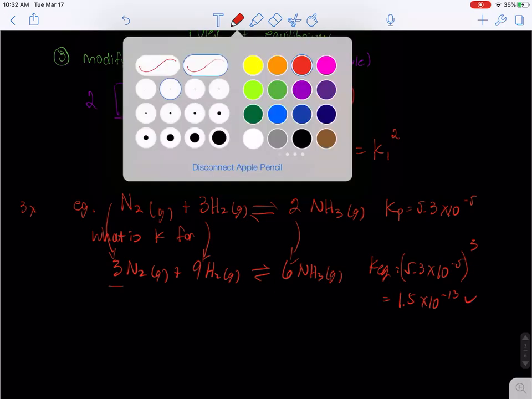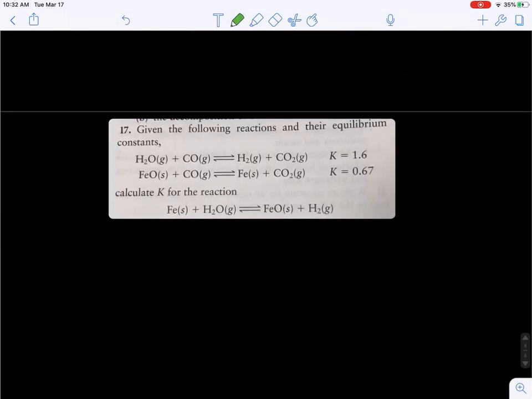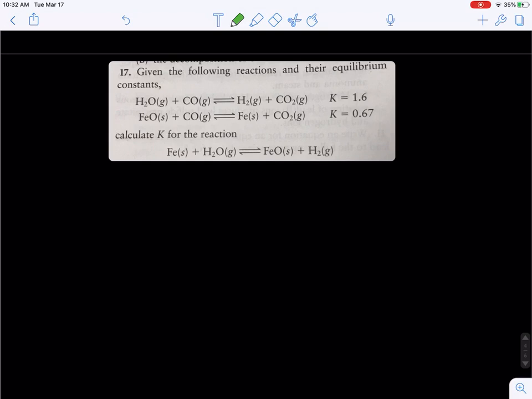Okay, and we'll do some practice problems here just to demonstrate these. So what does this actually look like when you get a problem? So here's what you might encounter. Question 17 says, given the following reactions and their equilibrium constants, so there's reaction 1, reaction 2. Calculate K for this reaction. And it looks like we need to modify some things to make them work out.